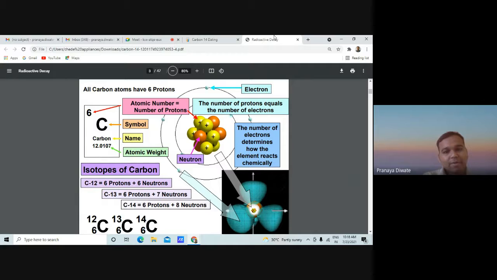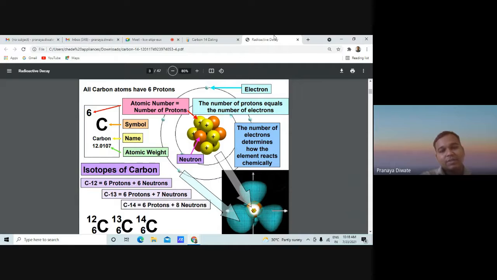So you have the symbol C, the carbon name, and so on. The number of electrons determines how the element reacts chemically. So an isotope of carbon is C12. There are a number of isotopes for carbon.